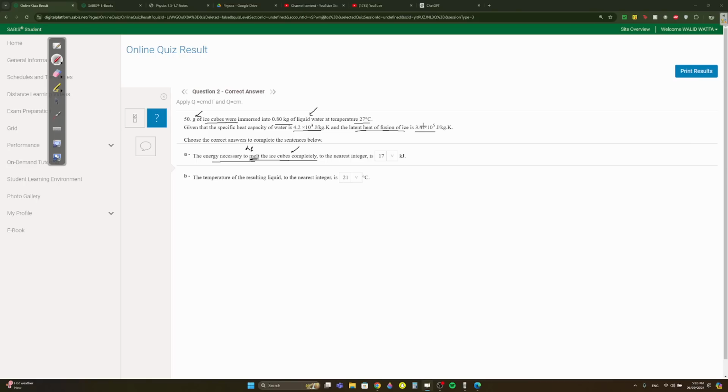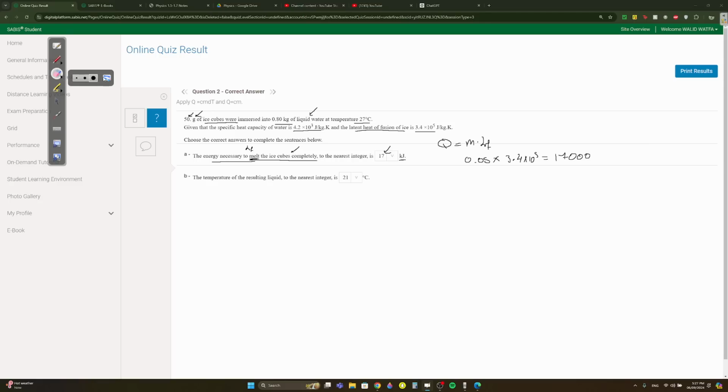Okay, how do we find the Q when it's melting? The energy needed, we do M times LF, right? The mass we want times the latent heat of fusion. The mass is 50 grams. Remember, we need it in kilograms. So divide by 1000, you're going to get 0.05 kilograms. Times the latent heat of fusion, which is over here, 3.4 times 10 to the power 5. And you should get 17,000. So in kilojoules, it's 17 because you just divide by 1,000.